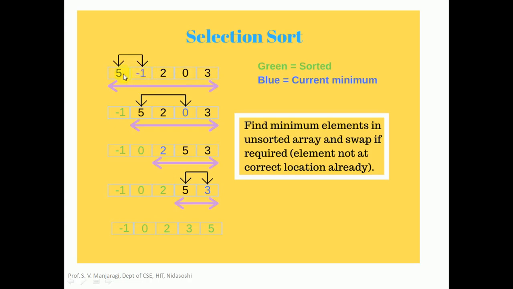The first element is 5. After swapping, we got it like this, -1. So -1 is already sorted, and 5 comes here, and from the remaining elements 5, 2, 0, 3, find the smallest element. The smallest element is 0, and swap this with the second element of the array. The second element is 5, and swap these two. So 0 comes here and 5 comes here.